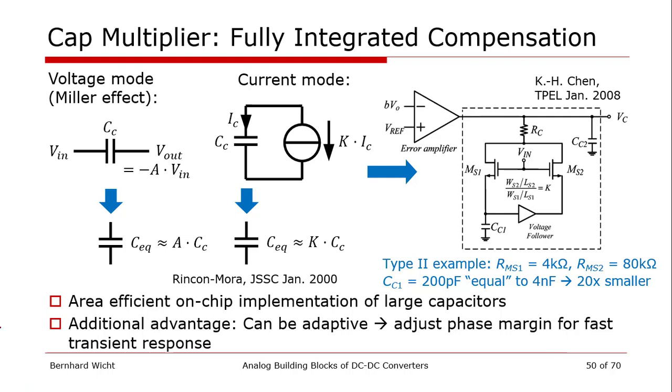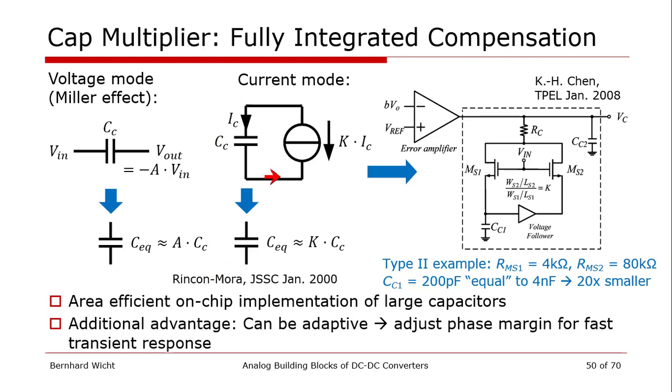So we can make use of what we have already talked about, the Miller effect. This is one example which helps to increase the value of a capacitor virtually by a gain factor of A. And this would be the voltage mode operation. For DC-DC converters, current mode is actually much more convenient.